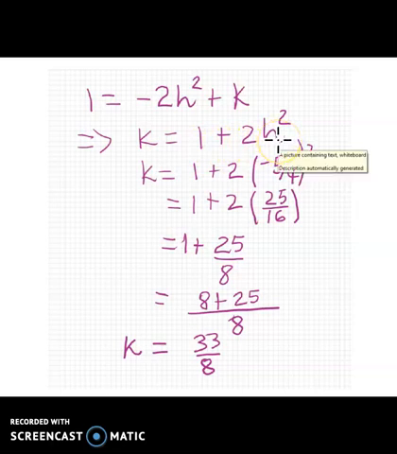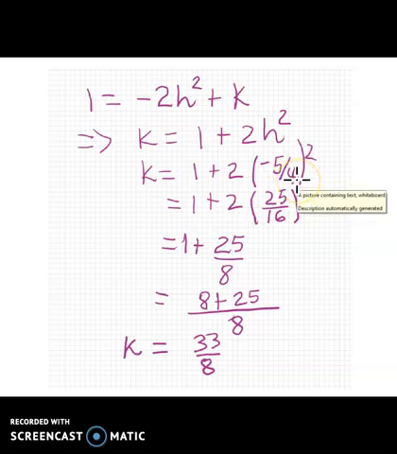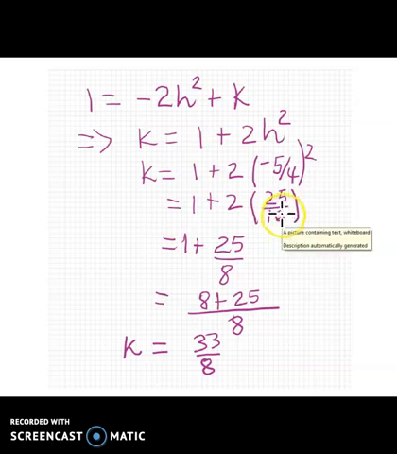So we transpose it a little bit. We already know the value of h is minus 5 over 4. Substitute and simplify. This is 25 on 16, so it boils down to 25 on 8. Take the LCM, and k is the value of 33 on 8.